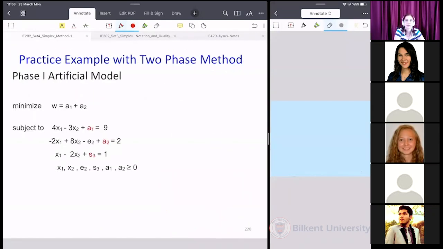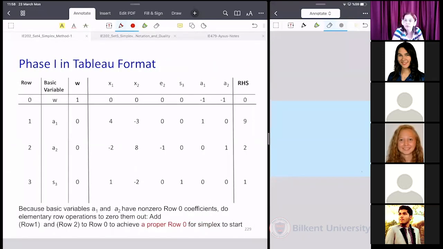All right. Here it is then. Now we're solving the same example with two-phase. Phase one is minimization of the artificials. So we minimize A1 plus A2 because we only need two artificial variables. This is the simplex table for that.